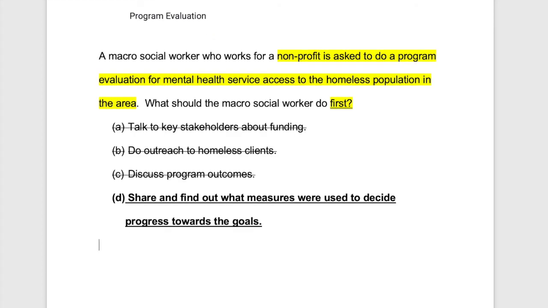So some of the key steps that you're going to want to think about in program evaluation are looking back at what the initial problem was, figuring out what the goals and the objectives were at the beginning and how they were measured, what other factors impacted that progress, or what progress has been made towards those goals. And so based on everything that we talked about, option D is going to be your best answer.